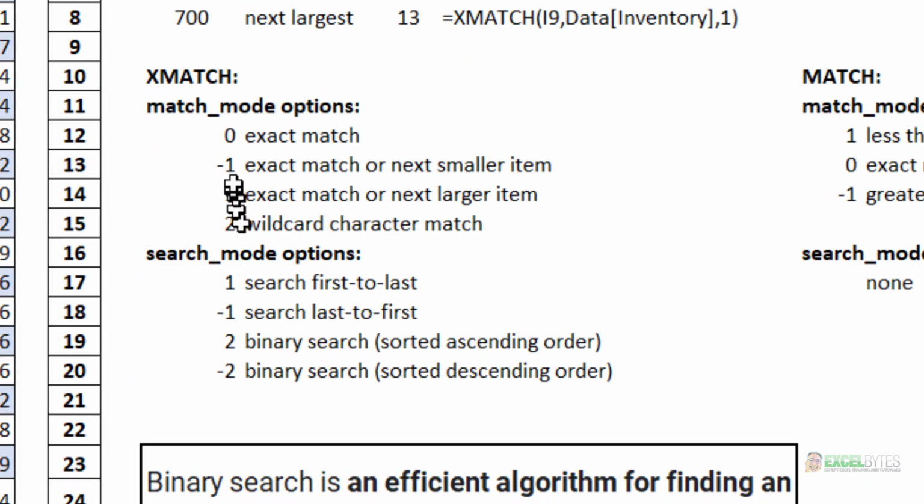The match mode has four options: an exact match, an exact or next smaller, an exact or next larger, and a wildcard character match. It also has a search mode where you can search first to last or last to first. In addition, it has two other search modes, binary searches, and they must be sorted in ascending order or sorted in descending order if you want to use these.